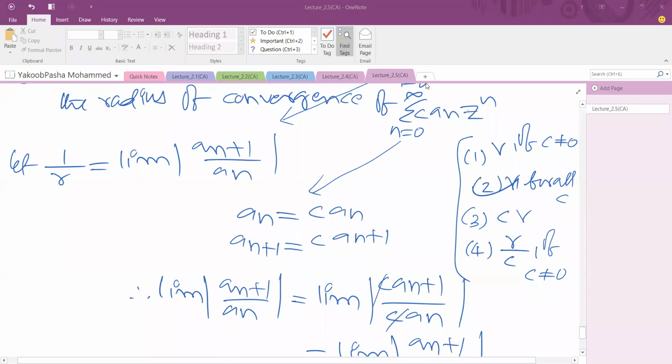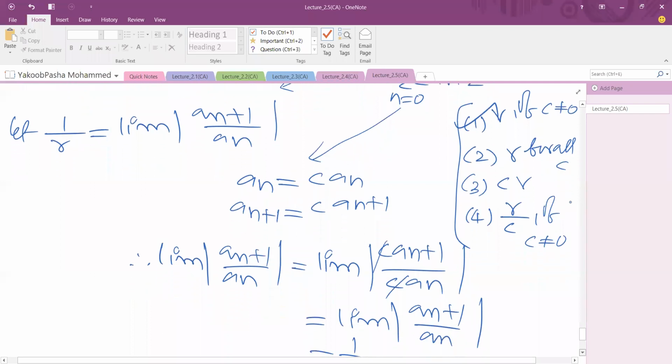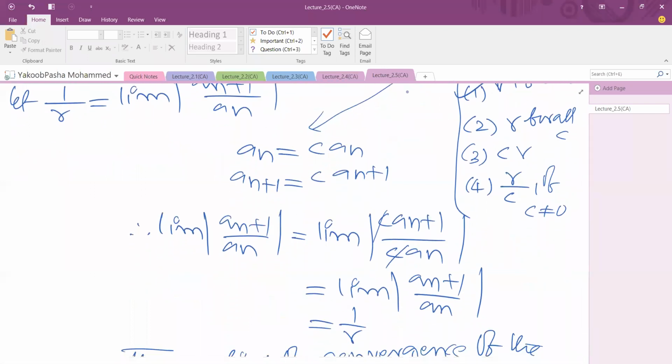We need c not equal to 0, because c appears in the denominator, so c not equal to 0. So the first option is the right option, r for all c. Now you can take another problem.